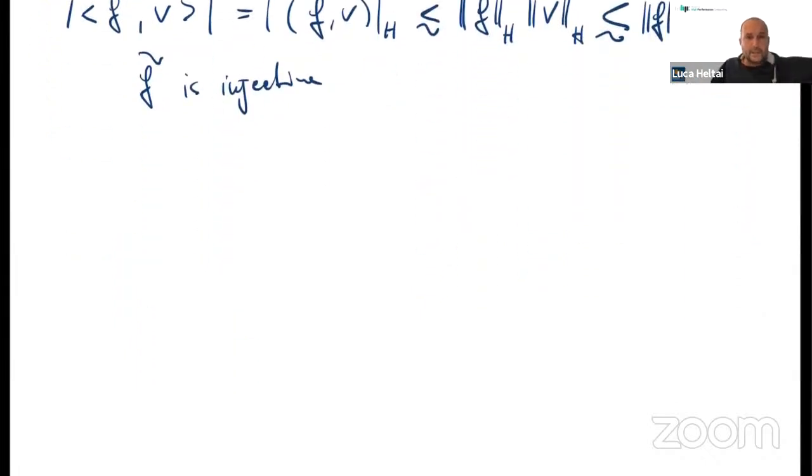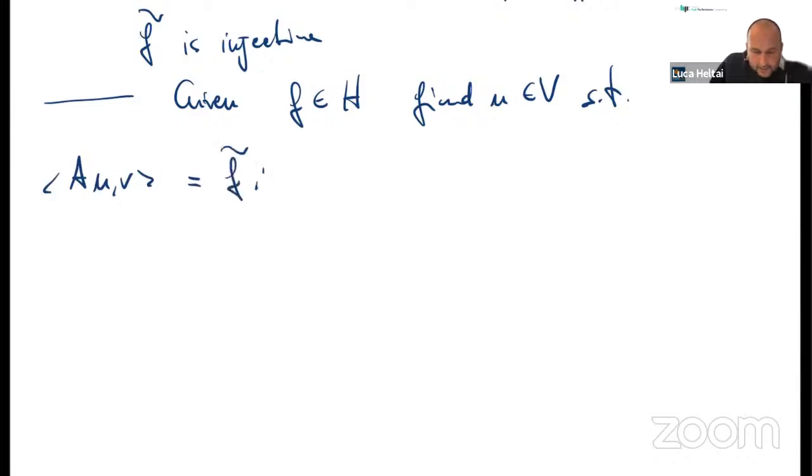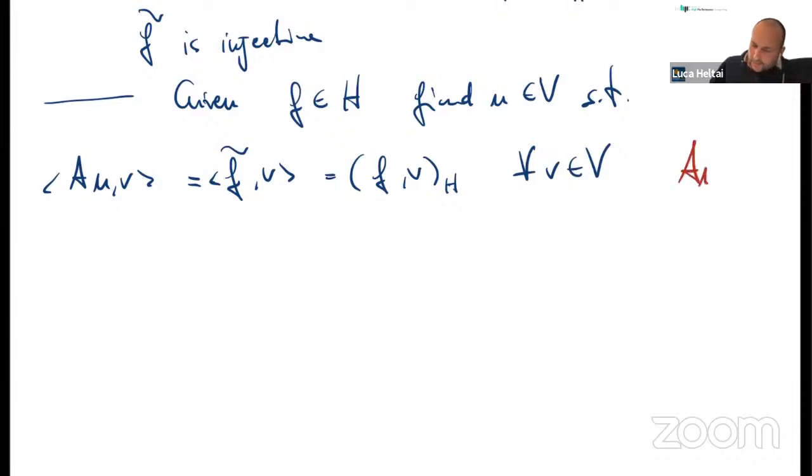Okay, so let's go back to our definitions then. Given F in H, find U in V such that we have the usual problem that we've always written in this way. On the right-hand side, instead of writing F tilde, as we would usually do, we simply write the scalar product between F and V in H, and this is for any V in capital V. Okay, so we are solving the problem here. This is the so-called primal problem, AU equal F tilde.